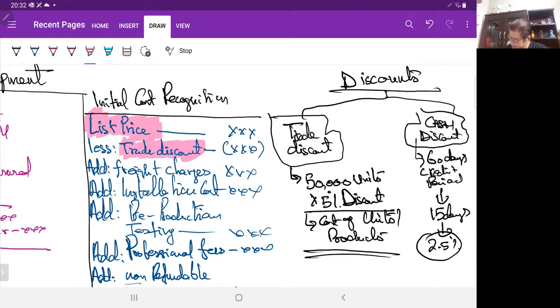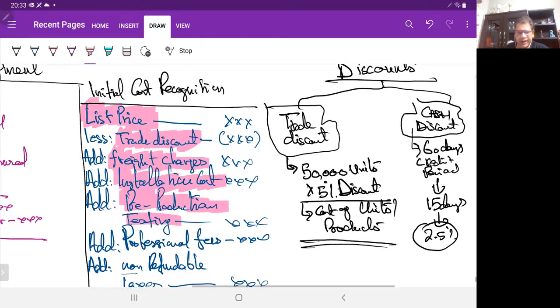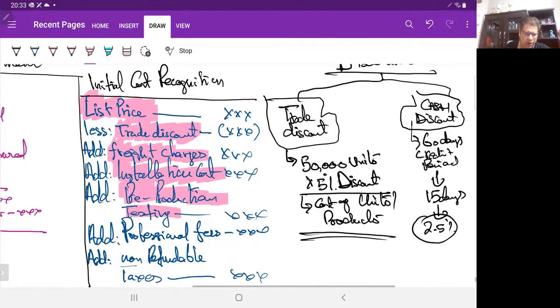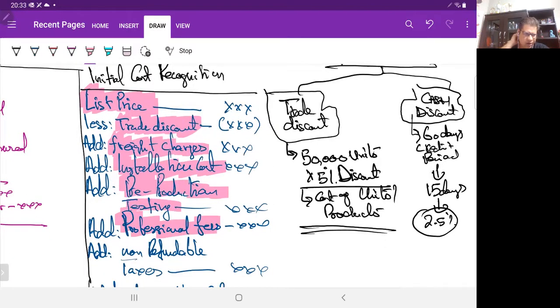Next, we will add the freight charges, that means the traveling cost of those assets, into the cost of the asset. We will also add the installation cost into the cost of the asset. Pre-production testing will be added. Add the professional fees such as architect fee into the cost of the asset, because without that we cannot start the work, obviously. Add non-refundable taxes such as the taxes on the purchase of land or building, right? So that will be considered as well.